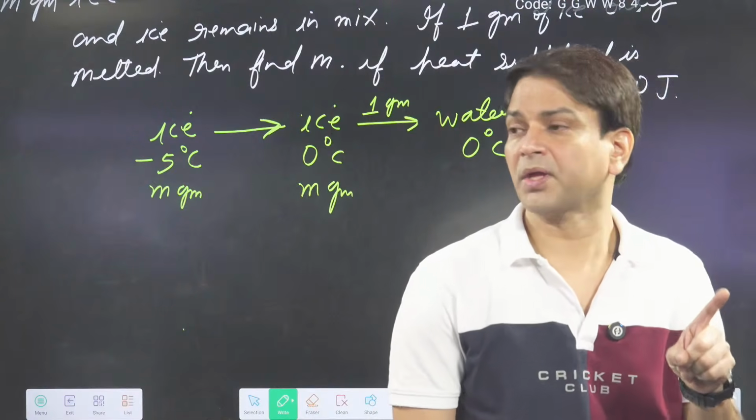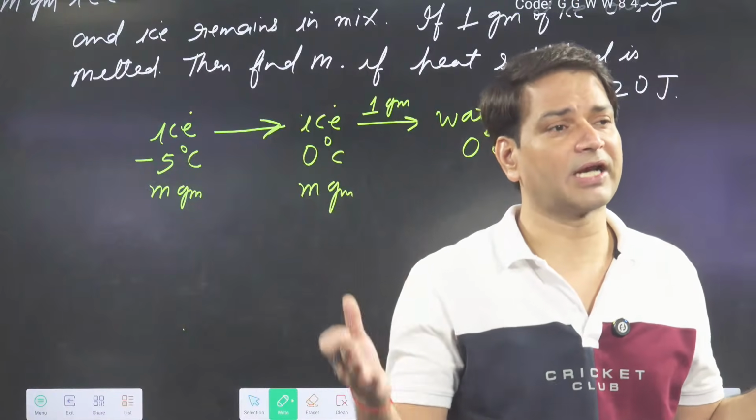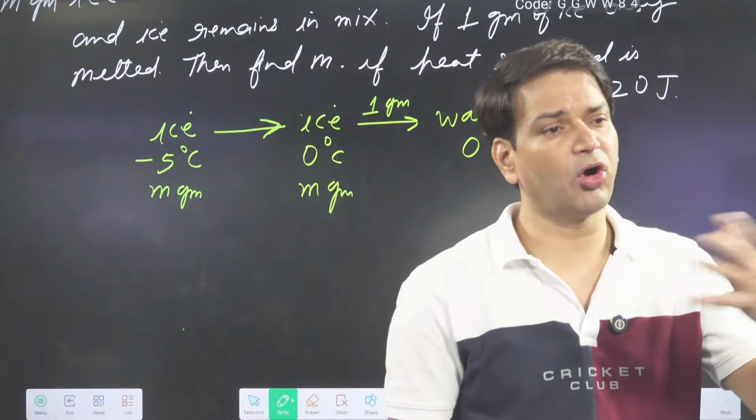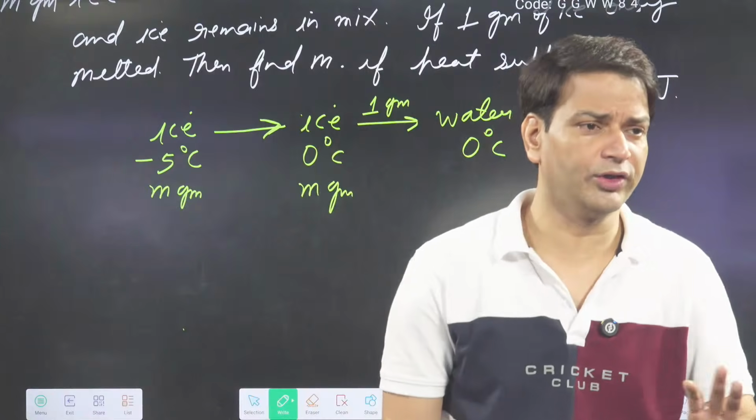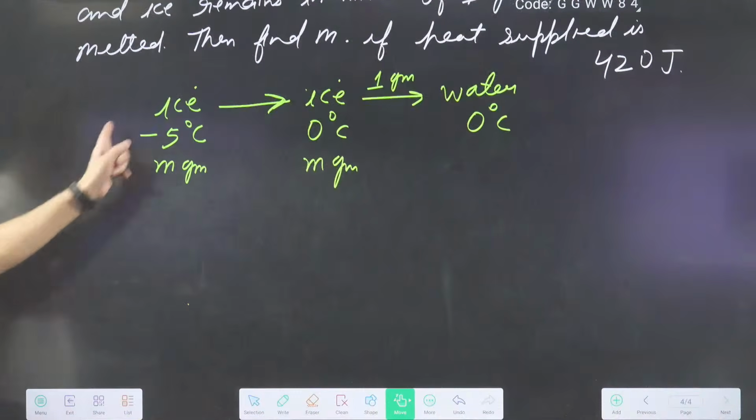One way is that. The other way: I will solve it wholly in calorie per gram units, and convert everything into calorie per gram because we know those values. So if I am solving that way, I write the heat required.